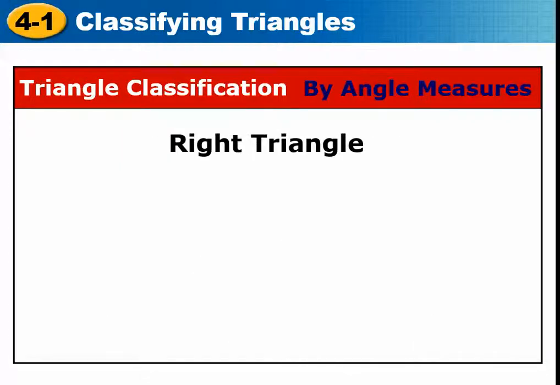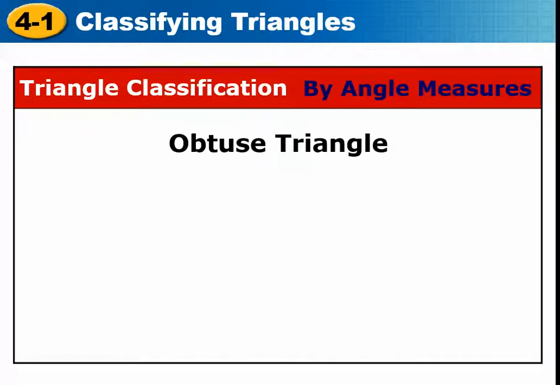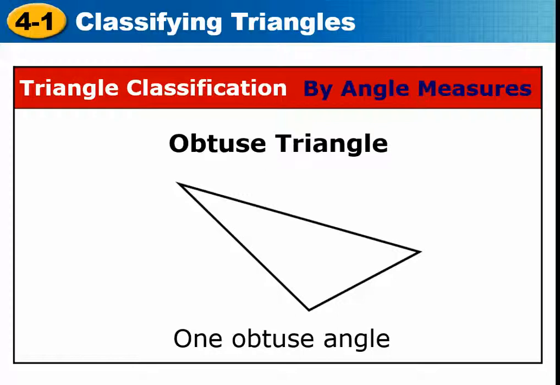A right triangle is when you have exactly one right angle. Only one. You can't have more than one. So one angle is 90 degrees, the other two will both be acute. And then finally we have an obtuse triangle, which means that one angle, just one again, will be greater than 90 degrees. So it looks like in this one, this angle is greater than 90 degrees. The other ones will both be acute.